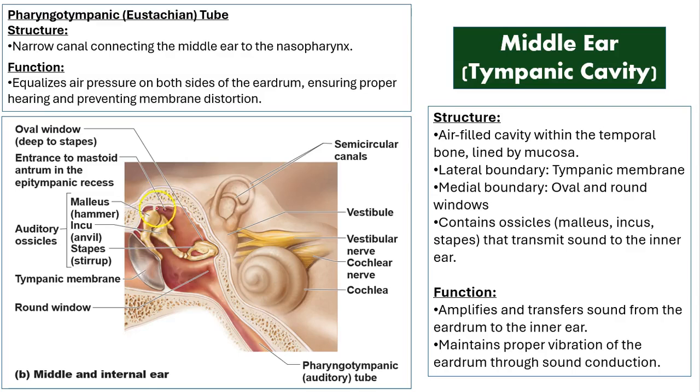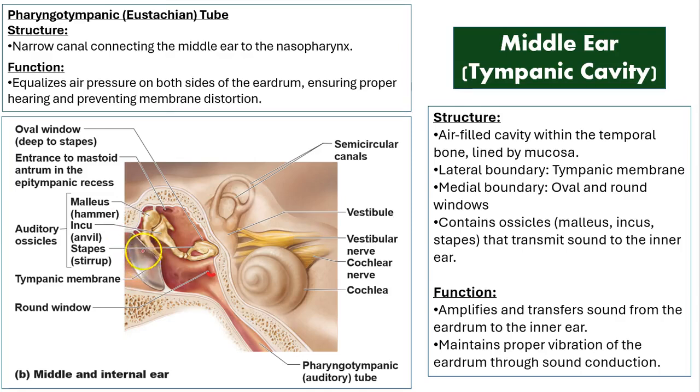Now, the middle ear is this air-filled cavity within the temporal bone that is lined by mucosa. Again, the lateral boundary here is going to be the tympanic membrane, and then the medial boundary is going to be these kind of oval and round windows that you can see here. So there's a little round window here, and then the stapes is going to be in this oval window as well.